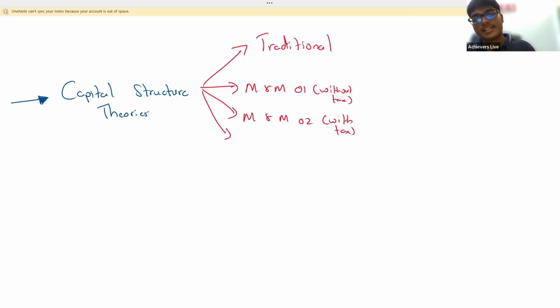Next theory is the pecking order theory. Guys, tell me, pecking order theory is based on what? What is pecking order theory based on?